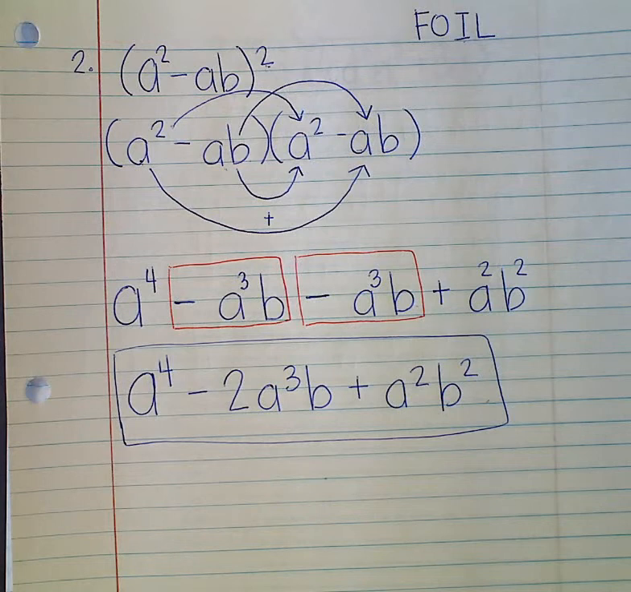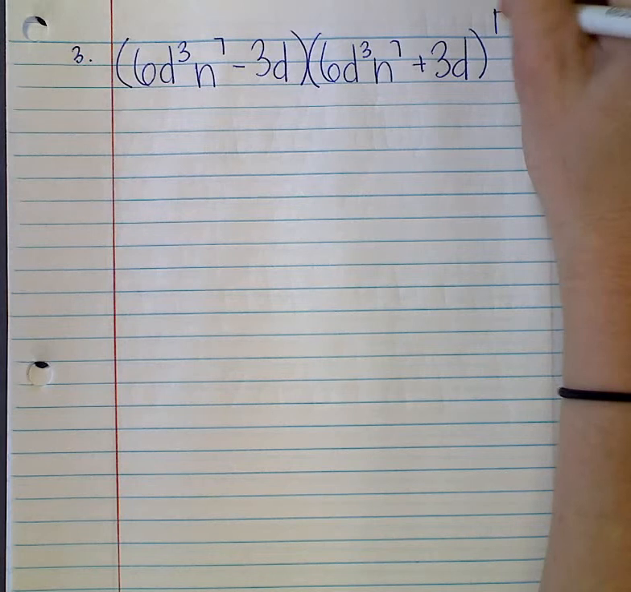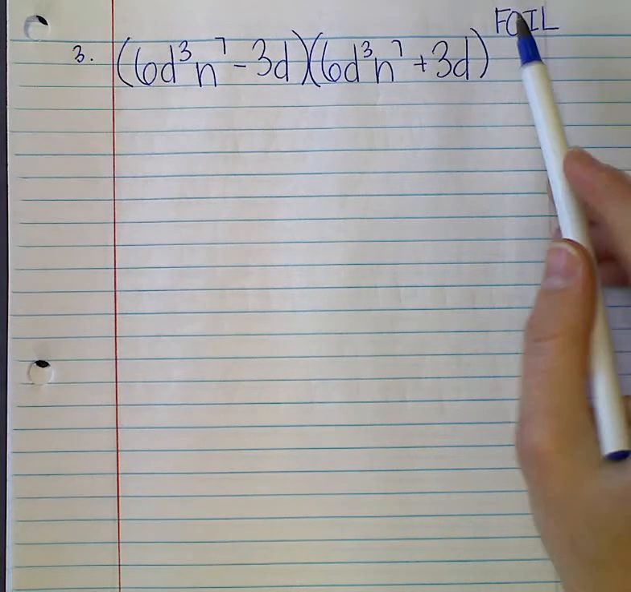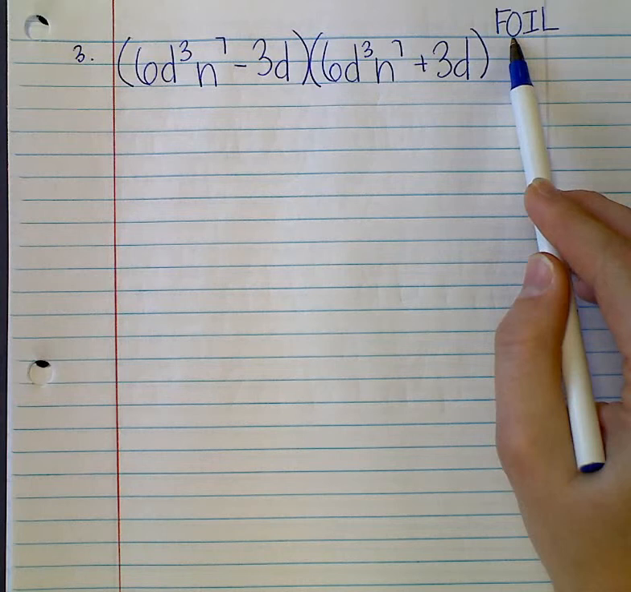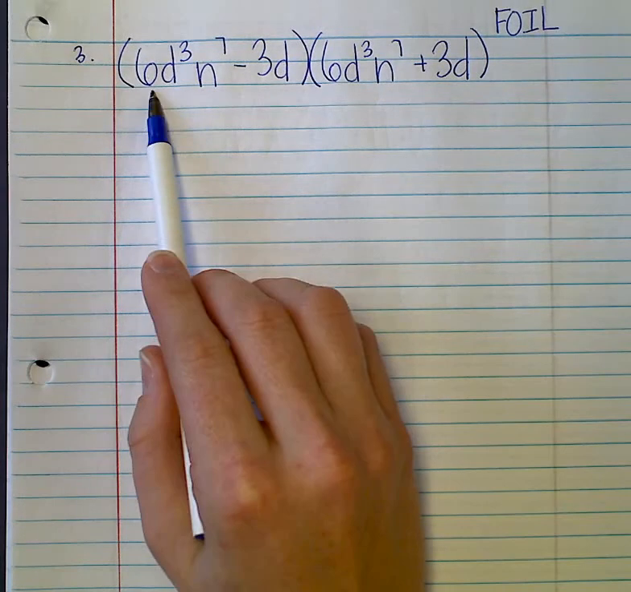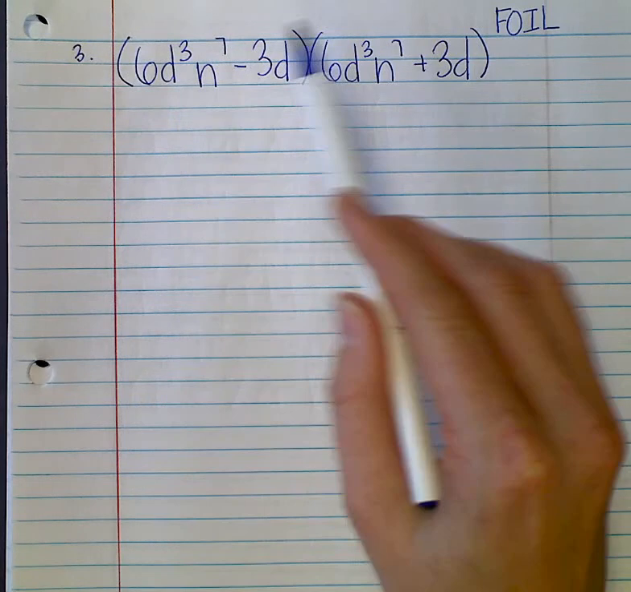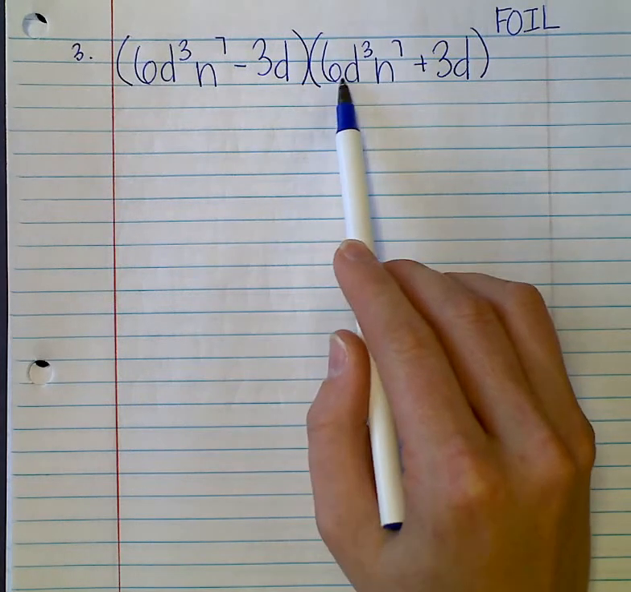Let's try number 3. For number 3, I have the quantity 6d cubed n to the 7th power minus 3d times the quantity 6d cubed n to the 7th power plus 3d. Again, I'm going to use the FOIL method. Multiply the first terms, outer terms, inner terms, last terms. The first term in my first binomial is 6d cubed n to the 7th power, and the first term in my second binomial is 6d cubed n to the 7th power.